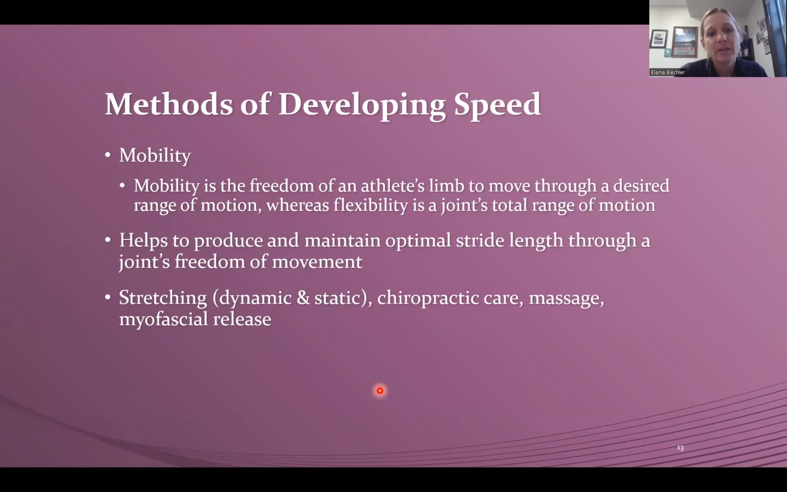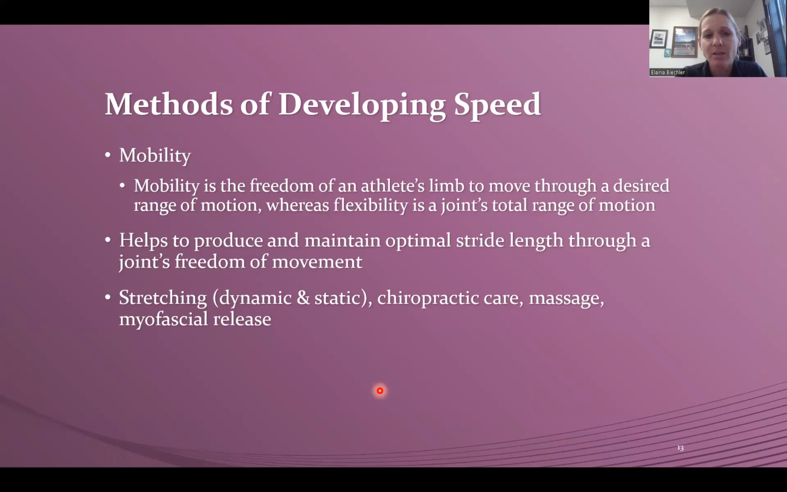Okay, so methods of developing speed. So we think about mobility. Mobility is super important for this. So again, thinking about hip mobility, what a buzz term to talk about in sport. A great sales tool, if you will, if we're thinking private sector strength and conditioning. So mobility: the freedom of an athlete's limb to move through a desired range of motion.